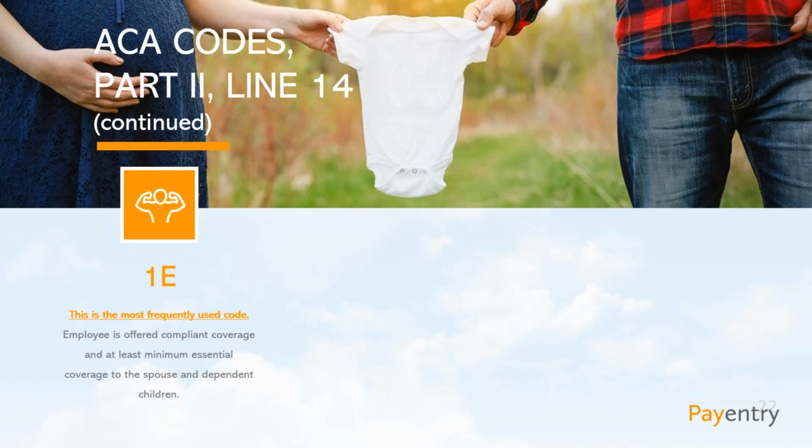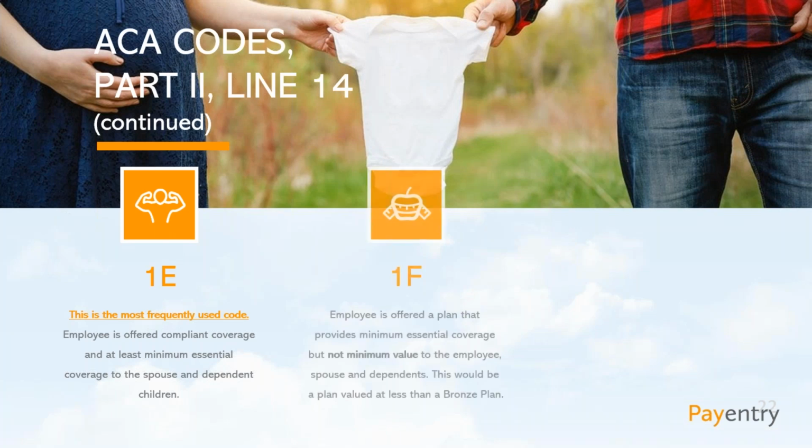1E is the most frequently used code, and this is probably the one you would use. It means that your employees are offered compliant coverage, and they're getting at least minimum essential coverage for the spouse and dependent children. So that's the most commonly used code.